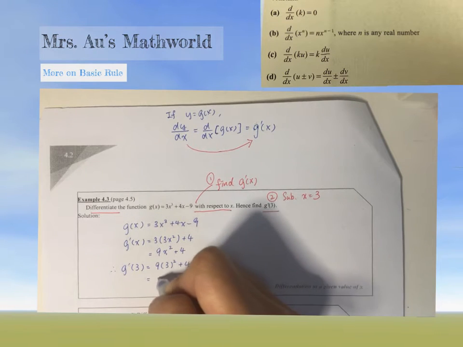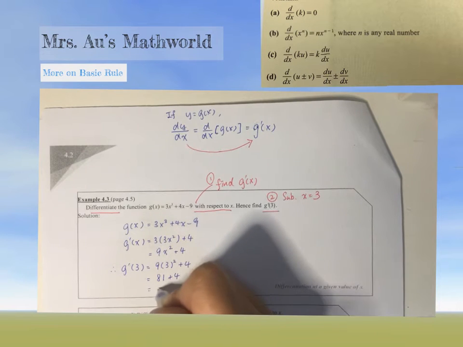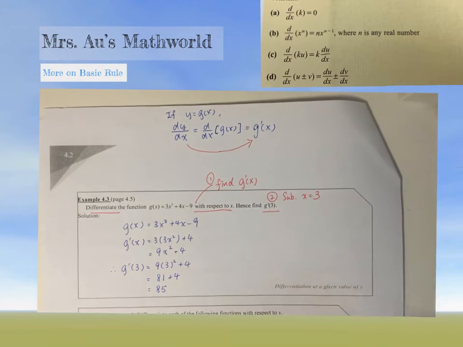After we calculate, we get 85 as the result. So basically, the differentiation skill is usual. That means nothing special.